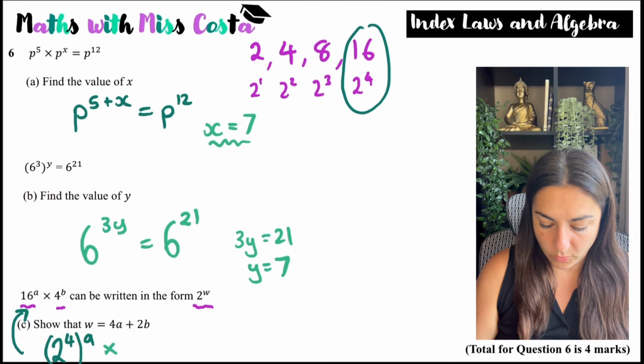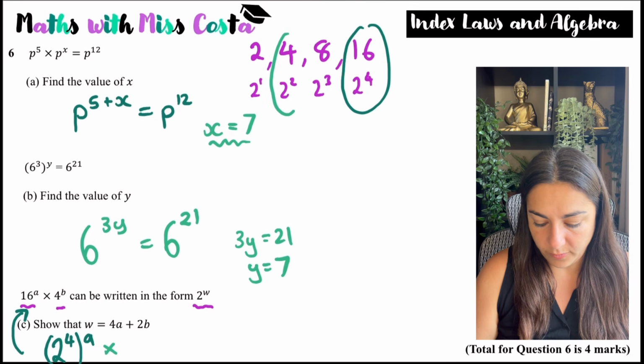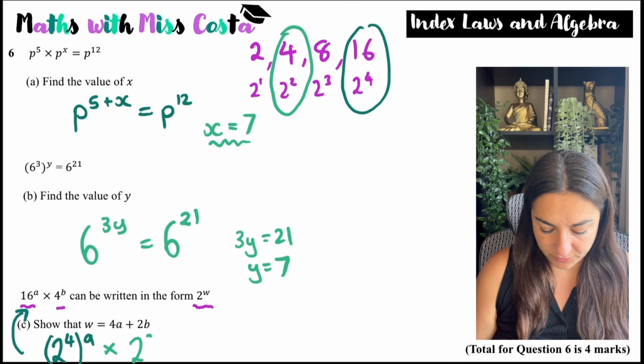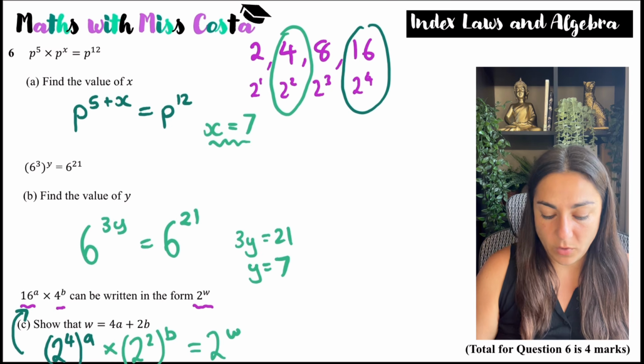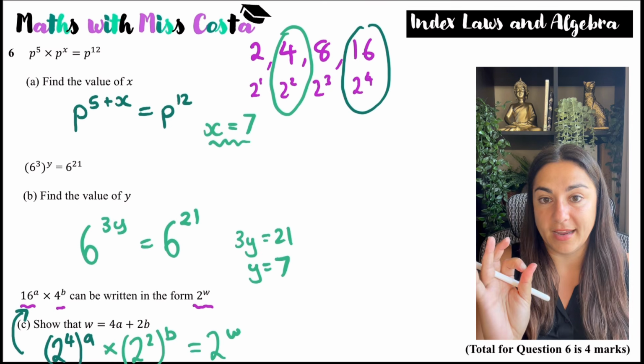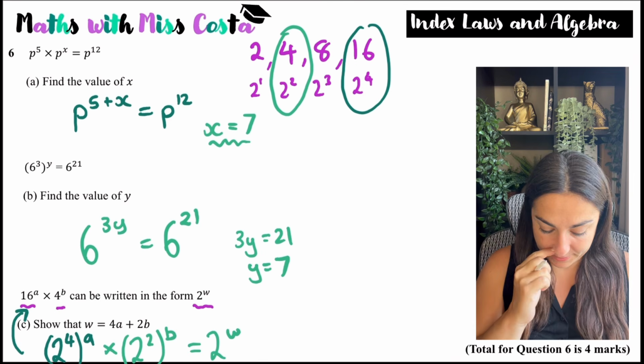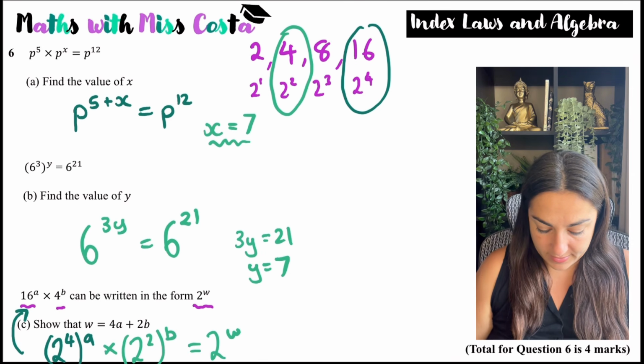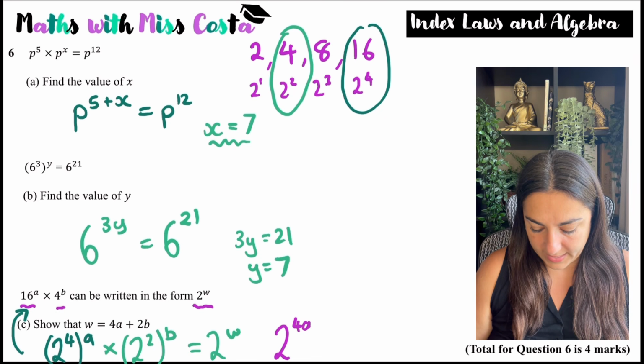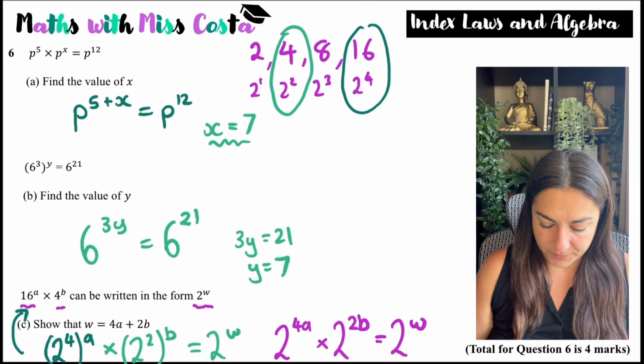Similarly, 4 to the power of b, well, 4 is the same as 2 squared, so I could write that as 2 squared to the power of b. And I know that that must equal 2 to the power of w. Now, what happens when I have my law of brackets is I multiply the powers. So I know that that must mean that 2 to the power of 4a times by 2 to the power of 2b must equal 2 to the power of w.